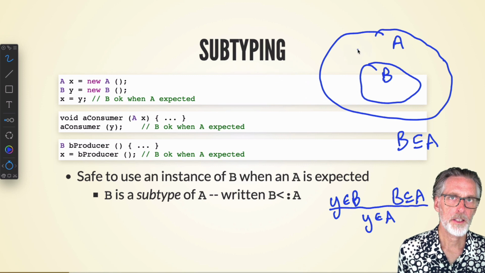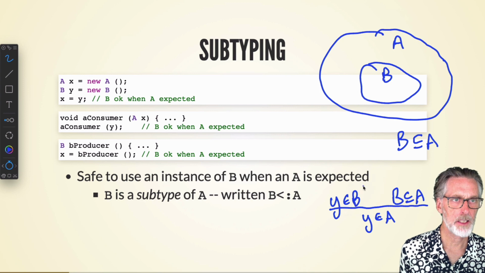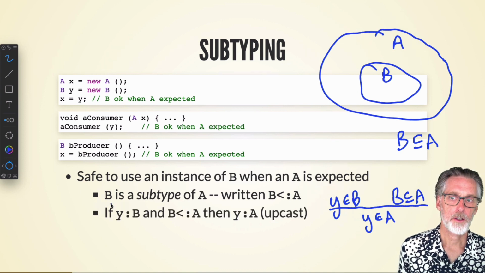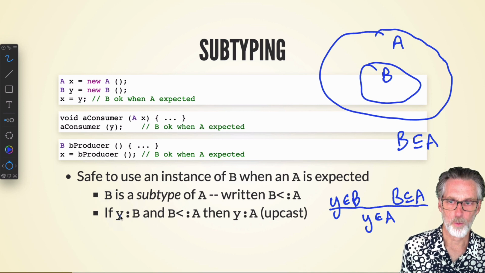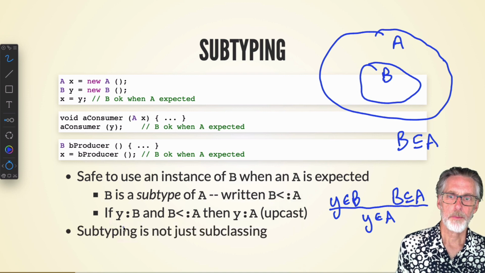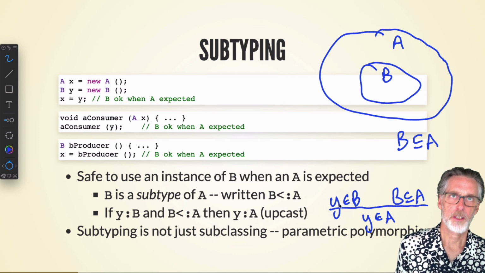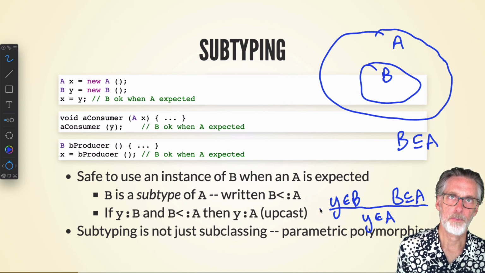We can use subtyping to make deductions about sets. So if we know that Y is an element of B, it's a bird, and every bird is an animal, that's a subset, then we know that Y is an animal. The corresponding deduction is written in type systems as follows. So if Y is a B and B is a subtype of A, then Y is an A. This is just formalizing the idea of an upcast. But we'll see that subtyping is not just subclassing. We also need to deal with parametric types, as we've discussed in a previous lecture.